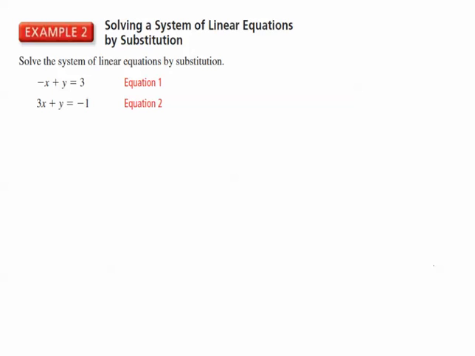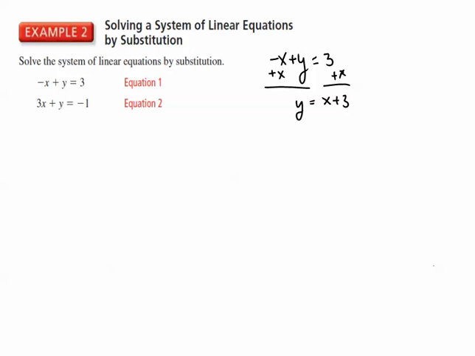However, we don't have an equation that's already solved for y equals or for x equals. So we're going to have to take either one of these two and solve them for x or solve them for y. So it might be easiest to use the first equation, which is negative x plus y equals 3. Then what I want to do is add x on both sides, and when I do, I get y is equal to 3 plus x, or I could also write y is equal to x plus 3.